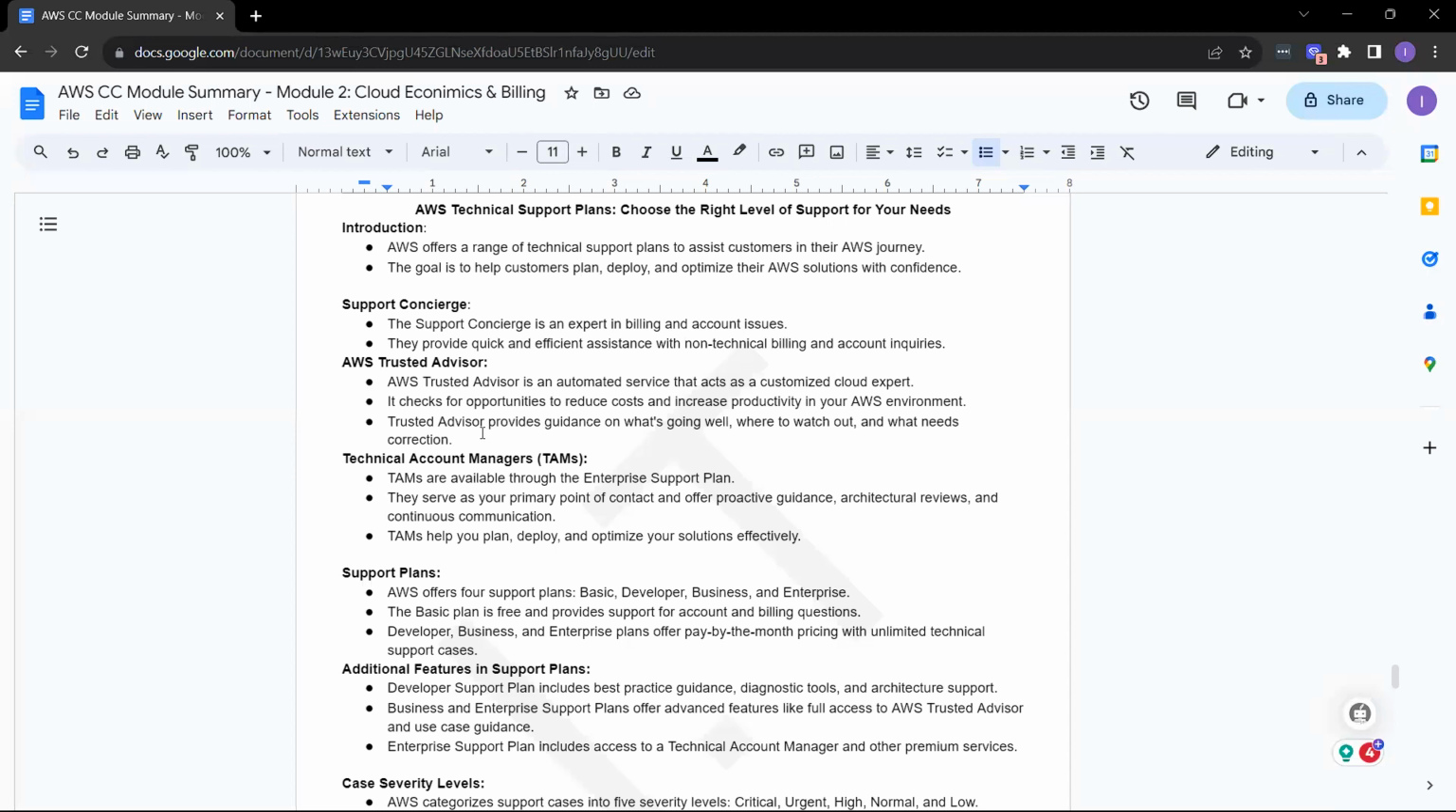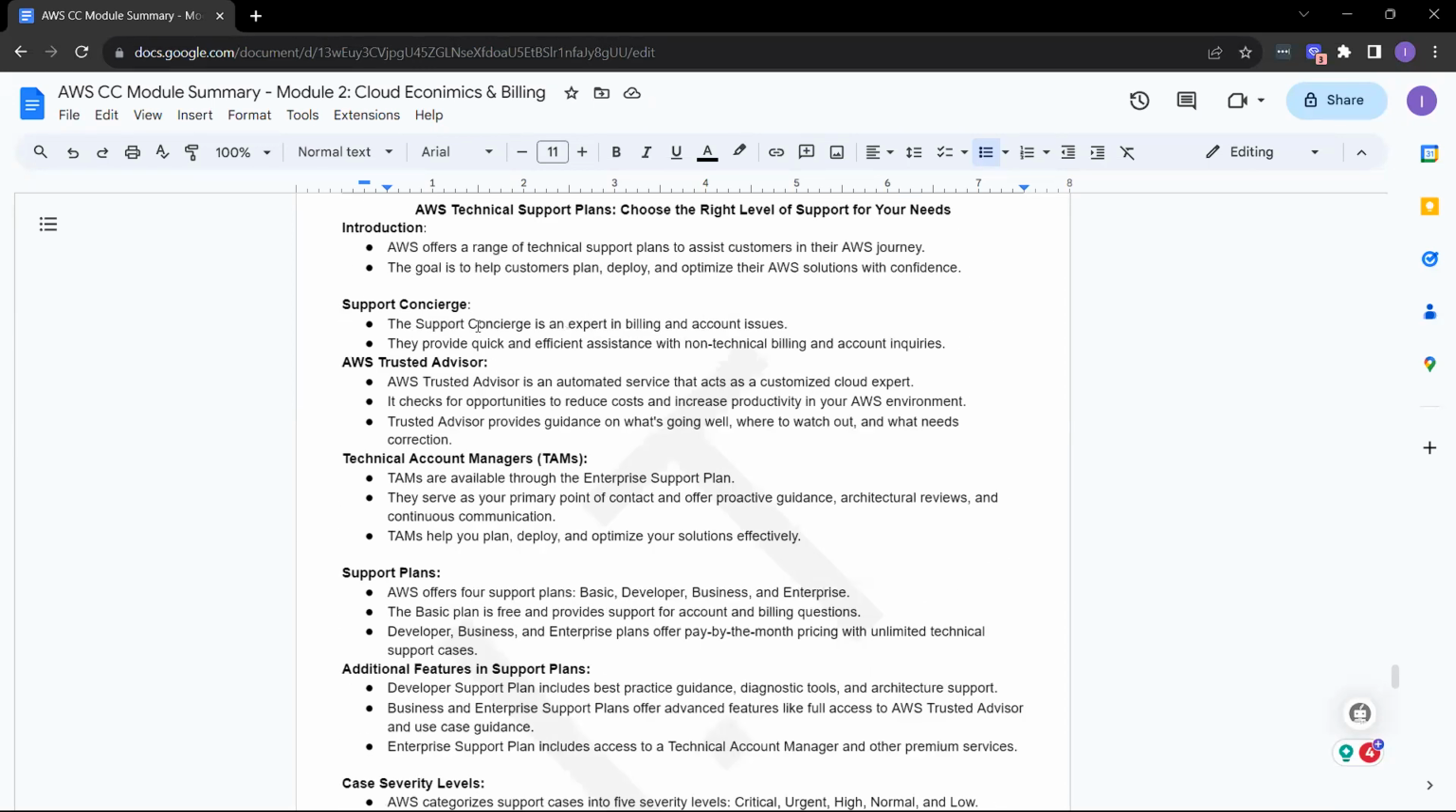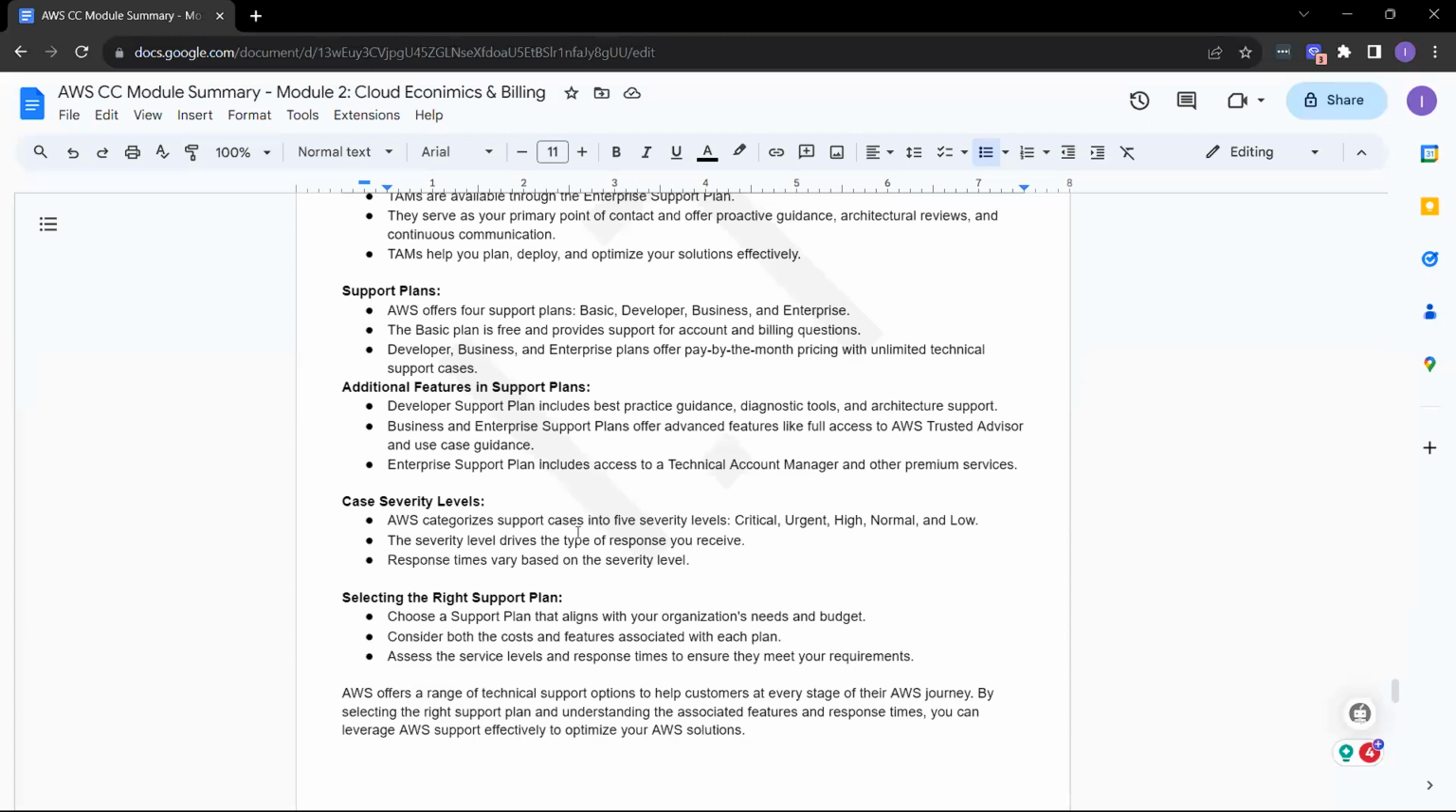And there is also a technical account manager, which is available for the Enterprise support plan. They basically serve as your point of contact to offer guidance and architectural review. As the name goes, the assistance is technical. Anyway, let me leave the additional features, because they are basically the same as what has been listed at the top here. Now let's look at the severity levels.